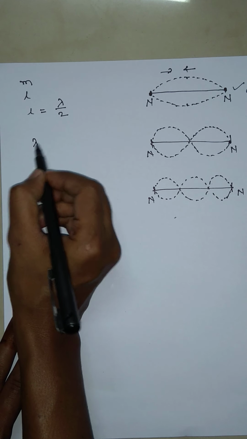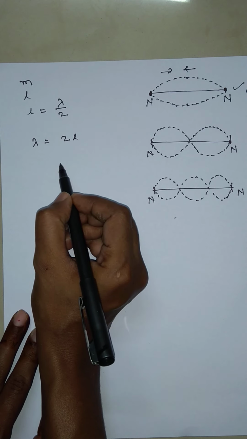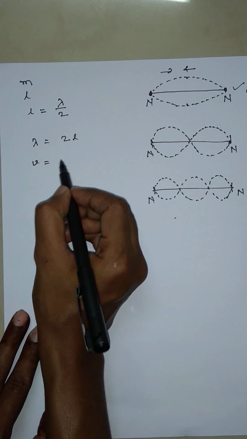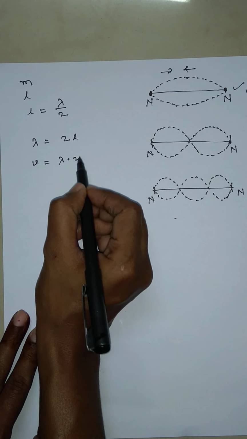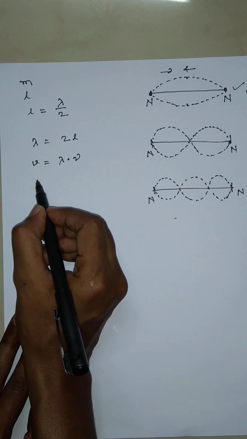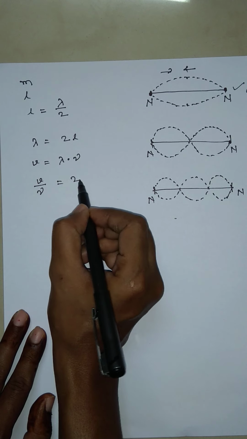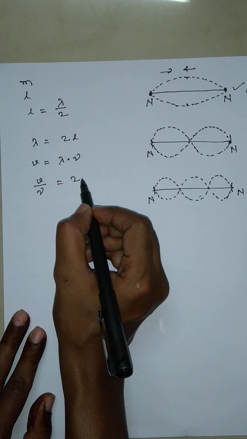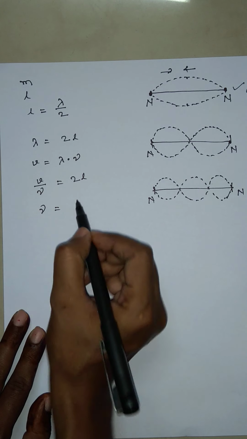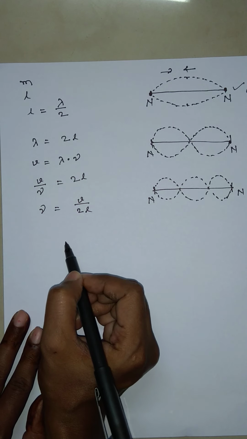So I can write down lambda is equal to 2L. But I know velocity of a wave is the product of wavelength and its frequency. So I can write down velocity upon frequency of a wave generated in this case is equal to 2L, or frequency of wave is equal to velocity upon 2L.